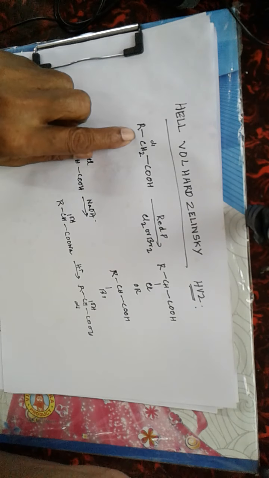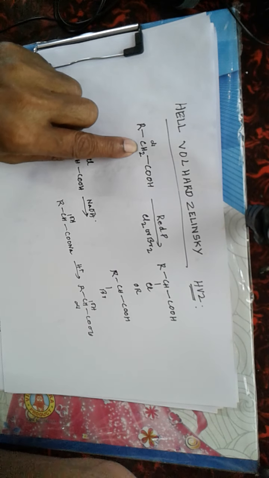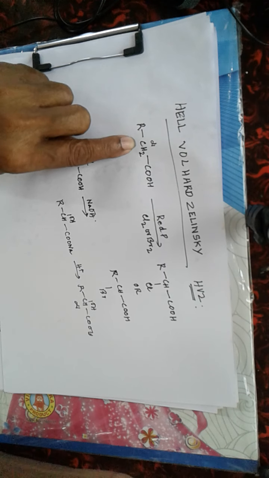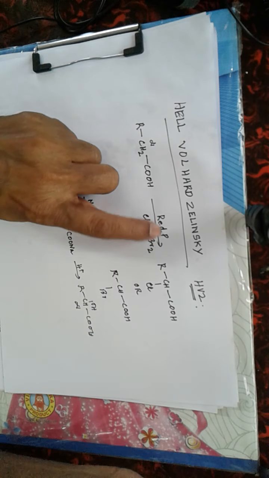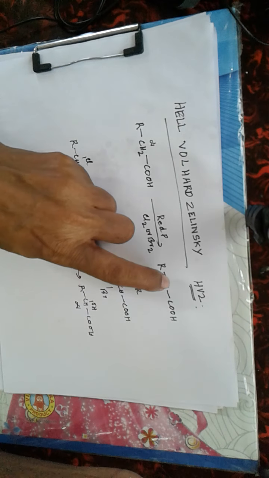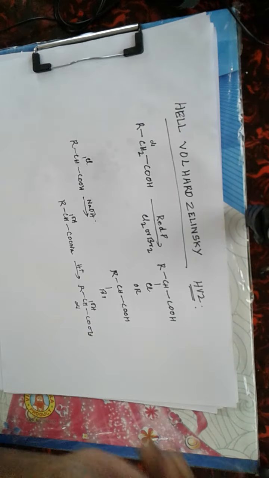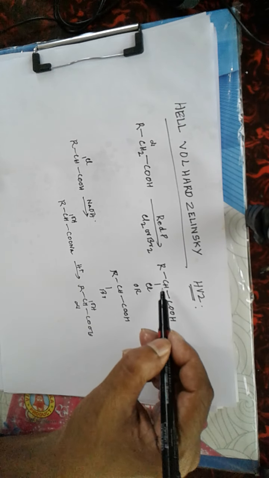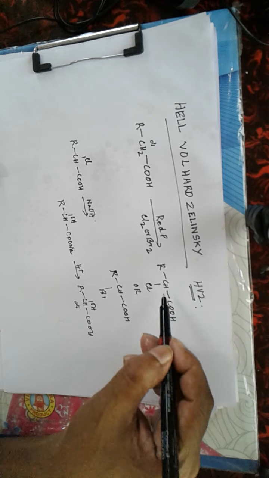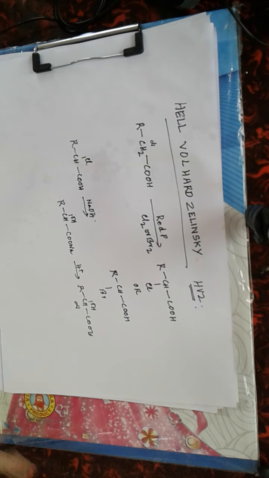So an alpha hydrogenated acid, an acid containing alpha hydrogen, on heating with red phosphorus and chlorine or bromine, we get alpha chloro or alpha bromo acid. And if we are using excess chlorine, you can replace this hydrogen also to give RCCl2COOH. So let's complete here. Thank you.